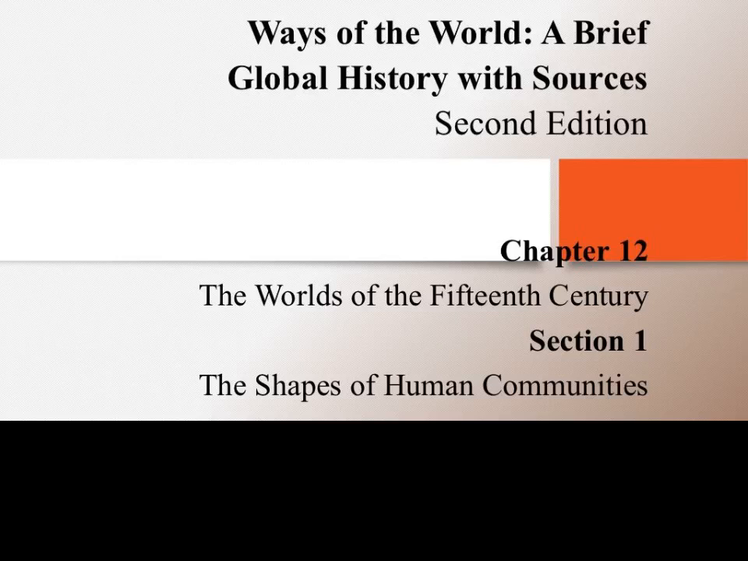Okay, this is the start of Chapter 12, The Worlds of the 15th Century, Section 1, The Shapes of Human Communities. Chapter 12 is structured differently than most of the other textbook chapters. Instead of dealing with one region or one theme, this chapter provides an overview of various world history processes occurring simultaneously in different parts of the world.